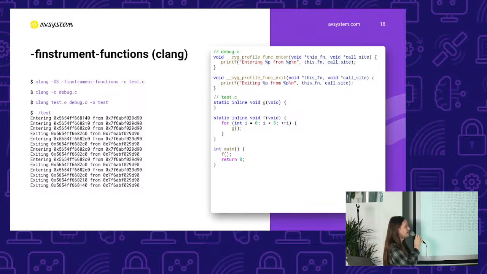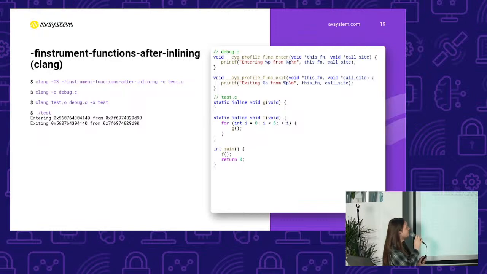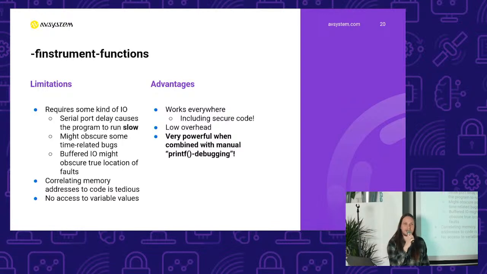One thing that Clang has that GCC doesn't is that you can also use -finstrument-functions-after-inlining, and in that version you don't have those calls for inline functions. If a function got inlined, then, well, this is not really a call on the assembly level, only proper assembly level function calls are instrumented in this way, which I don't really know why you might prefer, but you may. Of course, there are some advantages and some limitations of using this.